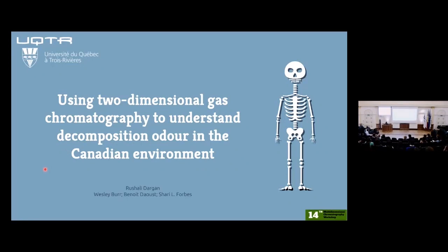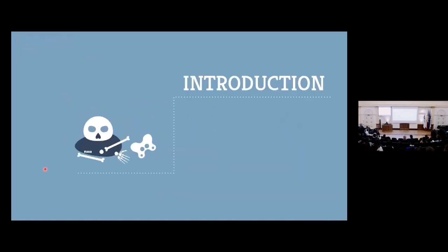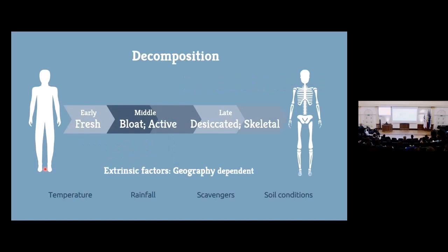Today I'm going to be talking about the use of two-dimensional gas chromatography to understand the decomposition order, and this study was specific to the Canadian environment. Just a brief introduction. Following death, the process of decomposition commences, during which all of the soft tissue is lost, and what we are left with is dry or skeletal remains. Decomposition can be viewed as progressing through several stages. Namely the fresh stage, where the donor has recently arrived and has a fresh appearance. The middle stage, where the donor is bloated and there's a rapid loss of soft tissue, so active decomposition. And then the late stage, where the donor is desiccated or largely skeletonized.